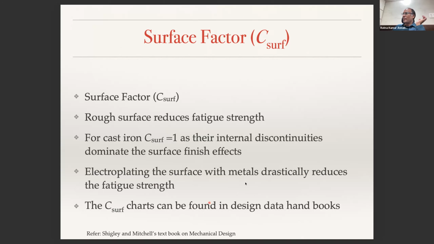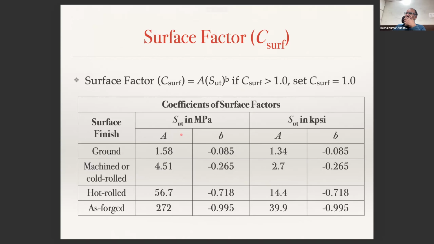So now you look at how you give the factor for various surfaces. Again you give this formula: C surface equal to A SUT power B. This A and B are different from our S is equal to A N power B. These A, B are different. So if the surface is ground surface, then you have one set of values. If it is machined or cold rolled, hot rolled, or as forged, these values will be different. And as forged will be very rough compared to hot rolled, and so on. That is why these factors reduce the value of the surface factor.